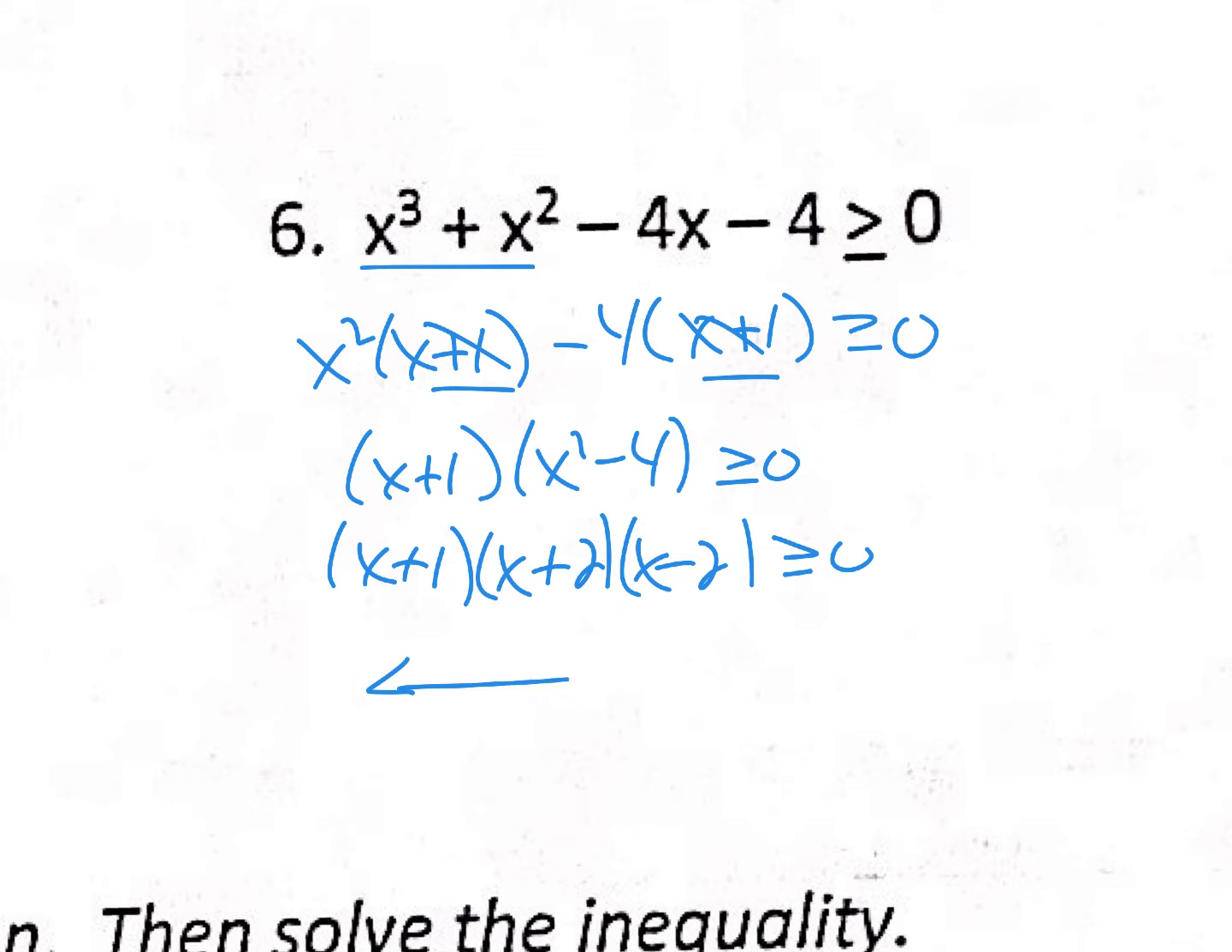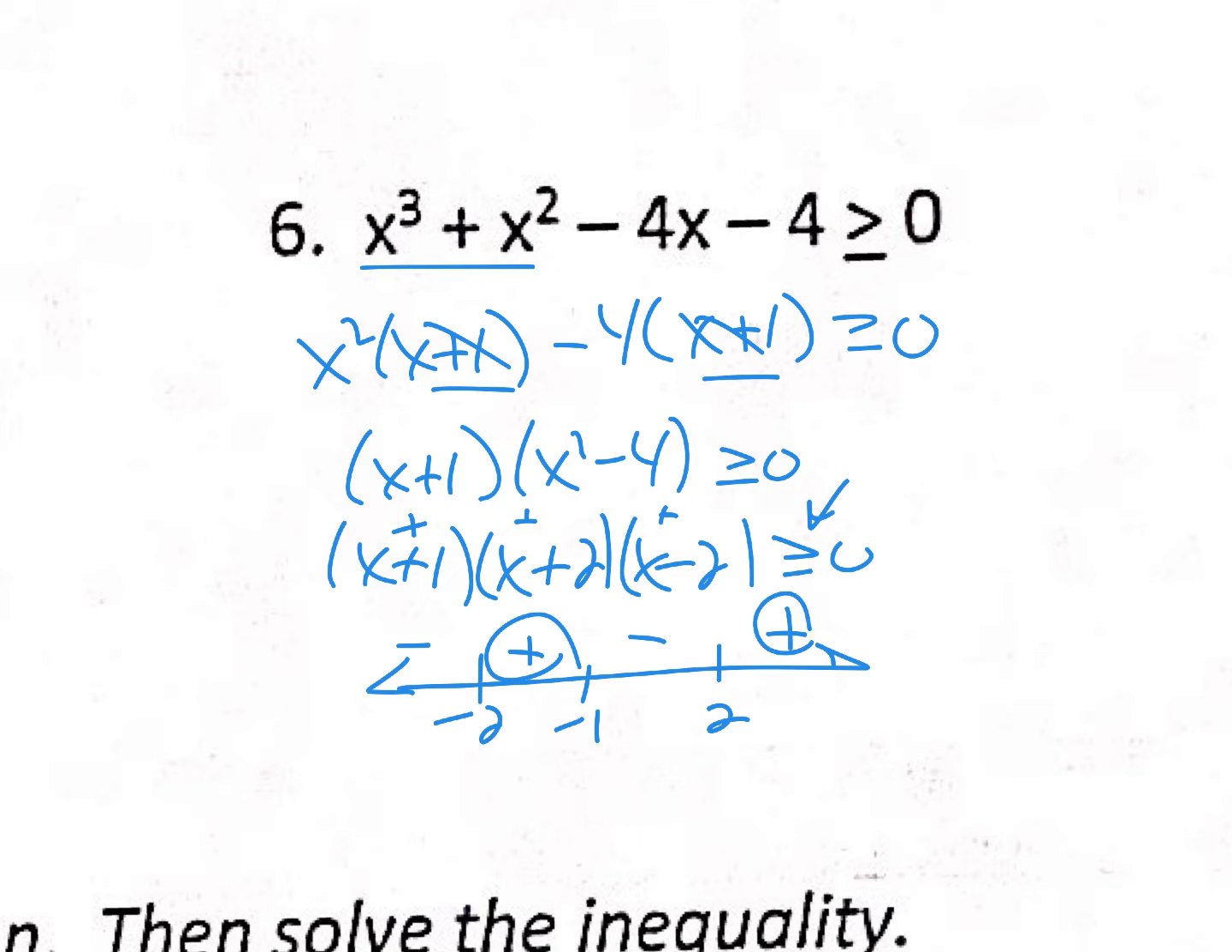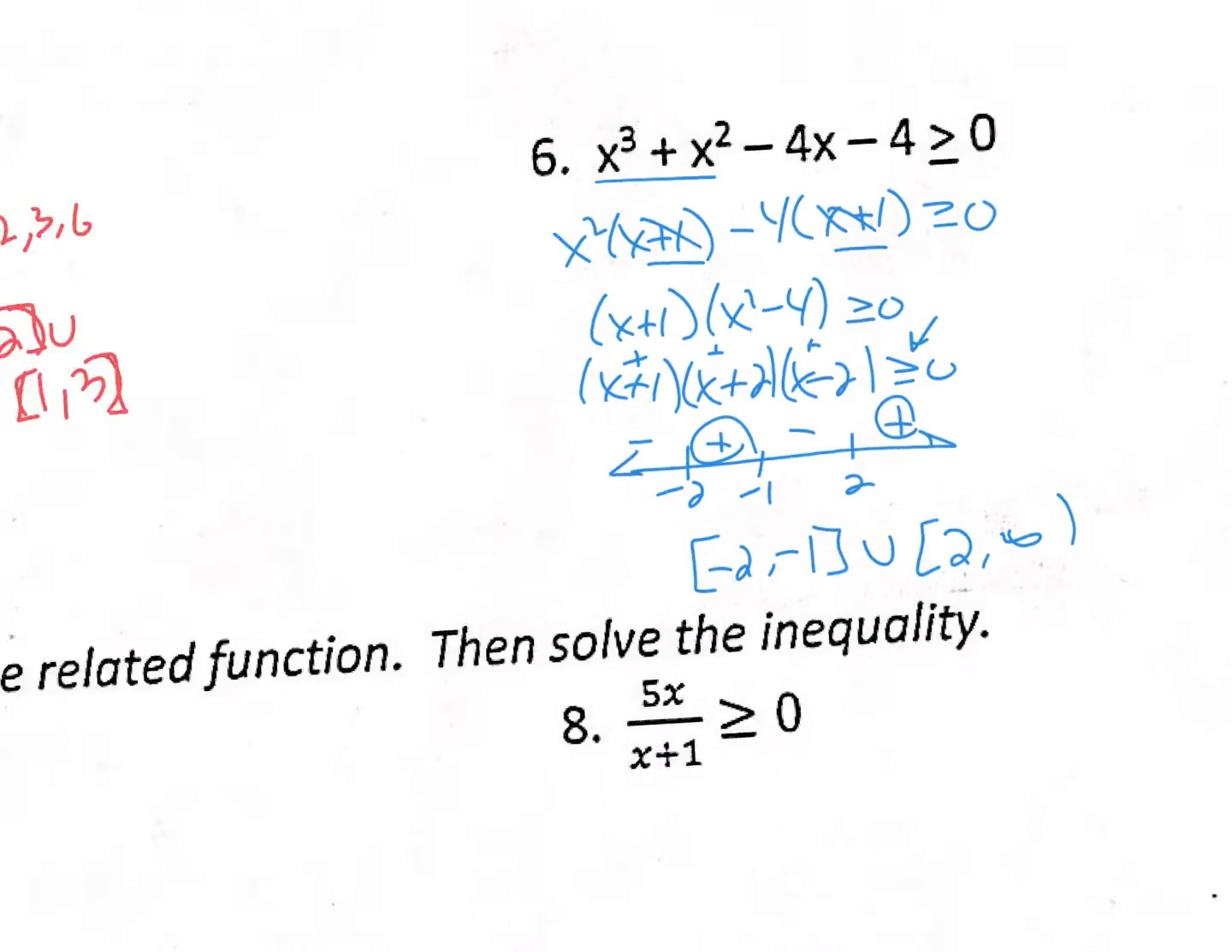And now I'm ready for my number line, which is going to have a -2, a -1, and a positive 2 on it. Plug in 100. That's positive, that's positive, that's positive. 3 positives is positive, which means that's minus, that's plus, that's minus. Because it says greater than 0, I'm looking for the pluses. There's 1, there's the other. The pluses are between -2 and -1, and also from 2 to forever. Okay, so that's the first 6. Hope it made some sense.